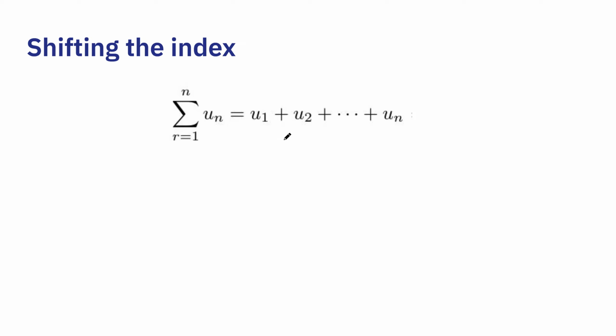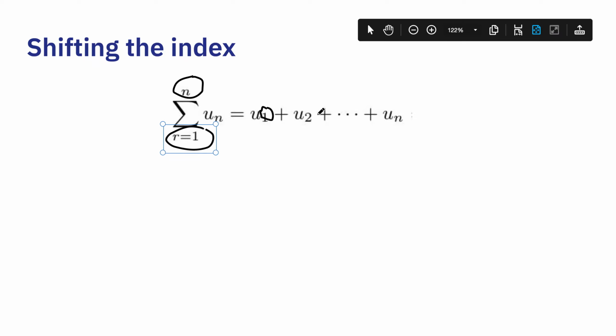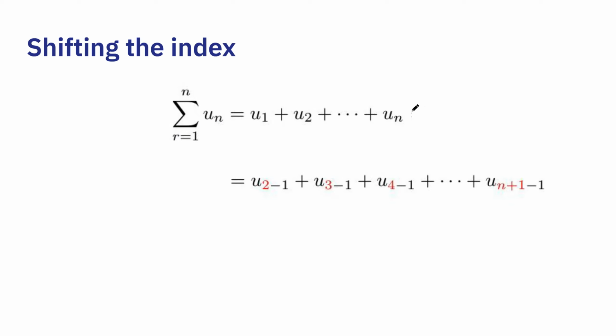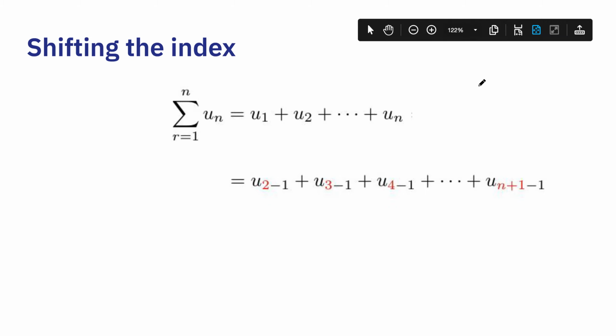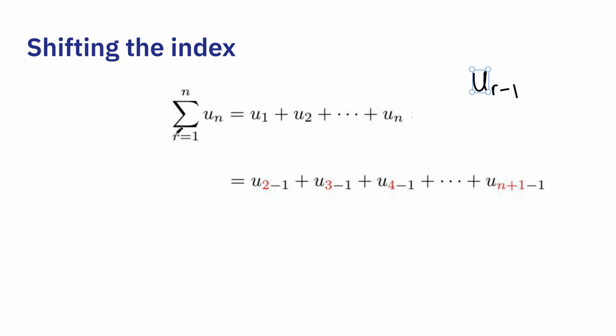There's this thing called shifting the index. So the index means these things. These are the indices. Okay, so what does it mean by shifting the index? We can also rewrite u1 plus u2 all the way to un as u2 minus 1, where the 2 becomes 3 minus 1, 4 minus 1, and so on, right? So we realize we can actually rewrite this in a form something like maybe u(r minus 1), and then our summation will be different.